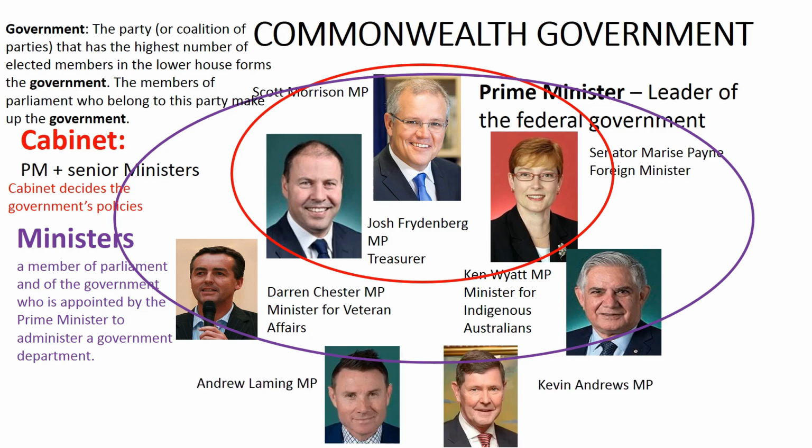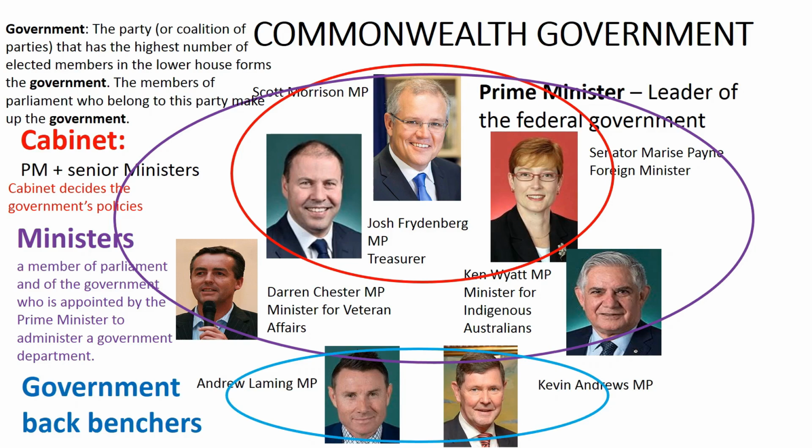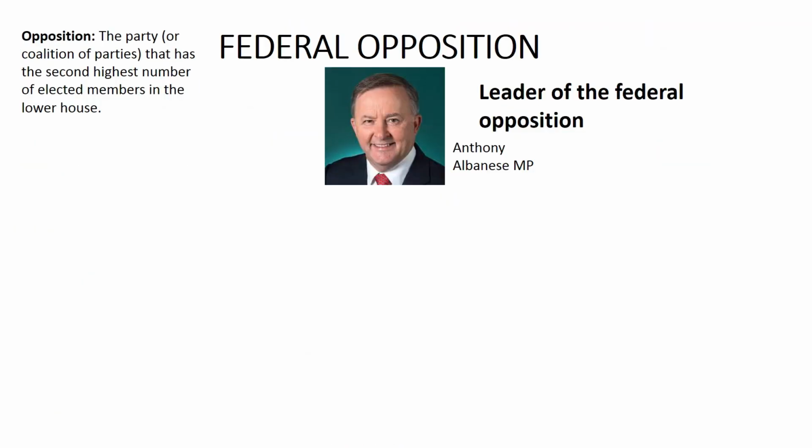Here are some examples. Andrew Laming and Kevin Andrews. They are members of the Liberal National Party coalition government, but they are not ministers. They haven't been appointed by the Prime Minister to be responsible for a government department. We call these people government backbenchers. As I've said, the Liberal National Party coalition is currently Australia's government. But there are also members of the Labor Party, the Greens, Centre Alliance, One Nation, Katter's Australian Party, the Australian Conservatives and the Jackie Lambie Network who have been elected to the Commonwealth Parliament.